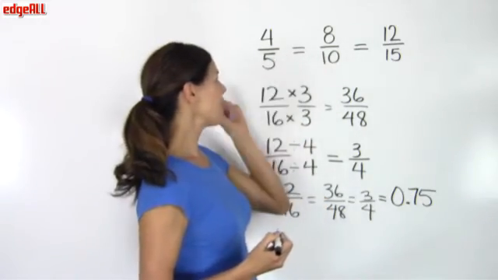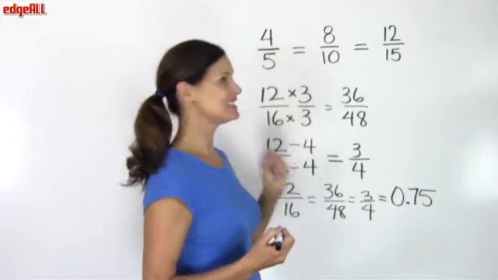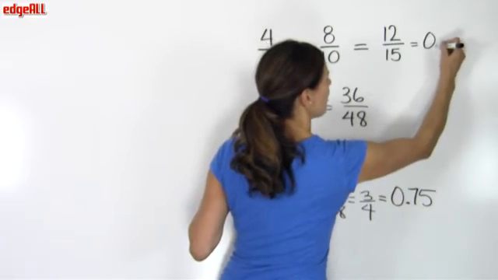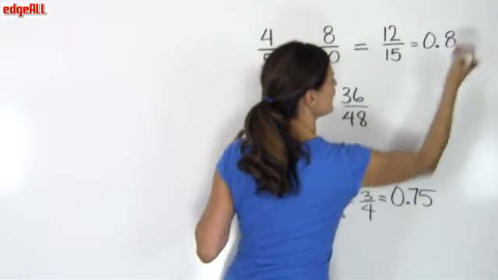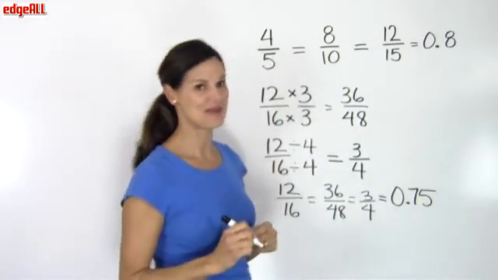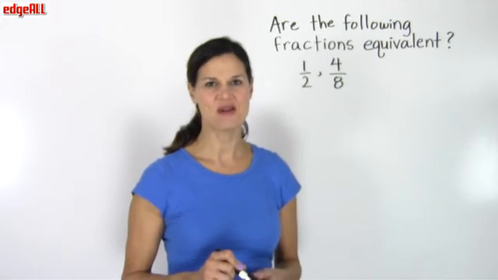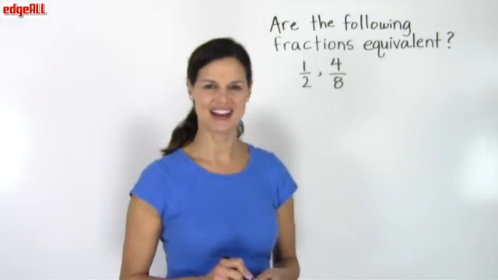Similarly, in our first example, if I plugged any of these into my calculator, I would get 0.8 for each of them. They all have the same value. They're equivalent fractions. Let's look at one more example of equivalent fractions.